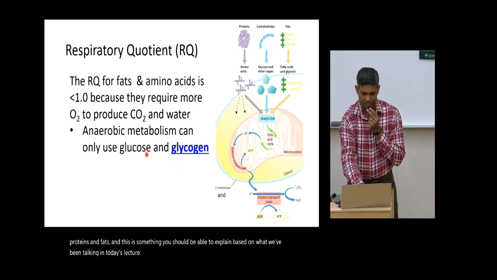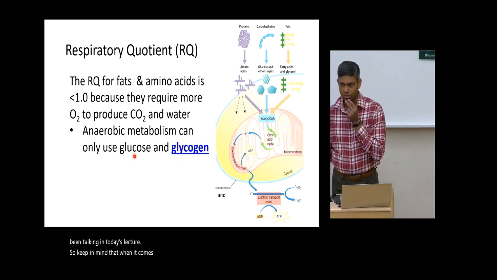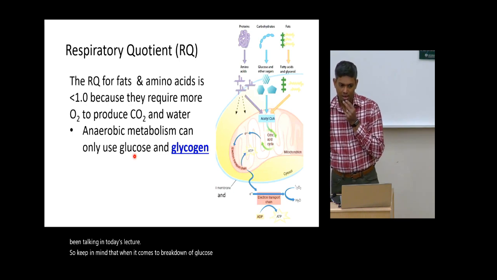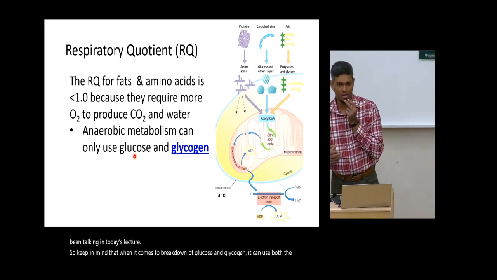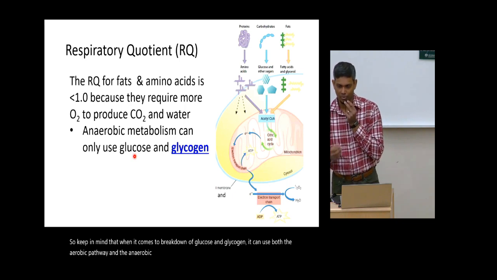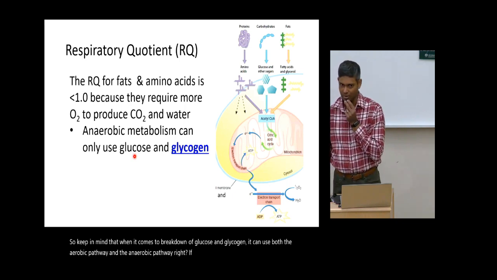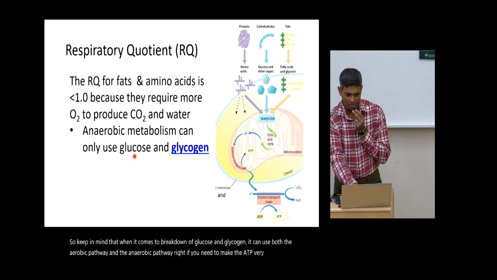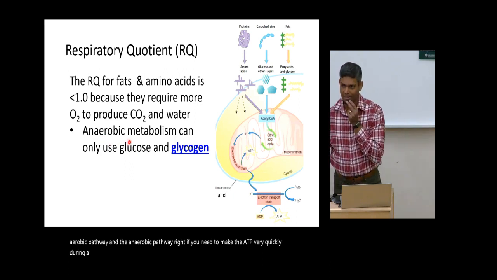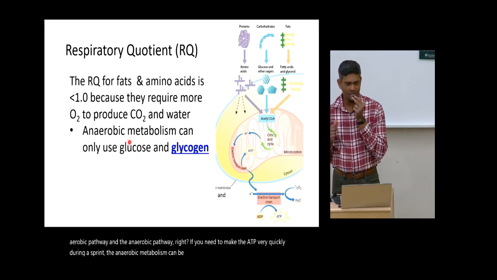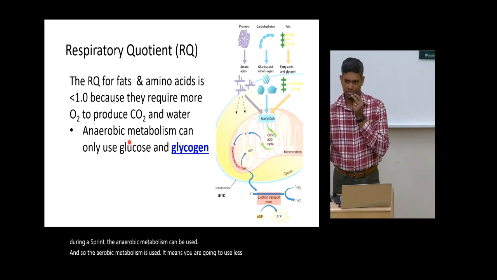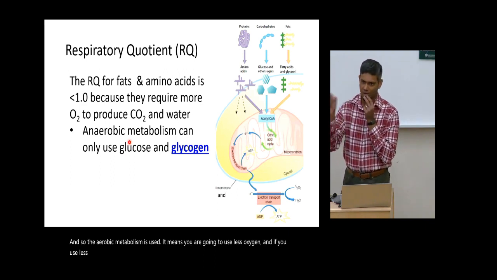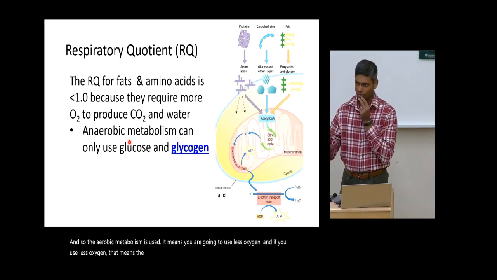Keep in mind that when it comes to breakdown of glucose and glycogen, it can use both the aerobic pathway and the anaerobic pathway. If you need to make ATP very quickly, like during a sprint, anaerobic metabolism can be used. And if anaerobic metabolism is used, it means you're going to use less oxygen. If you use less oxygen, the denominator in the RQ value is going to decrease.